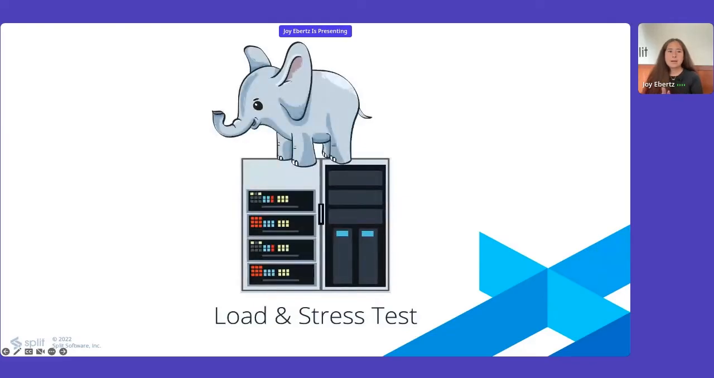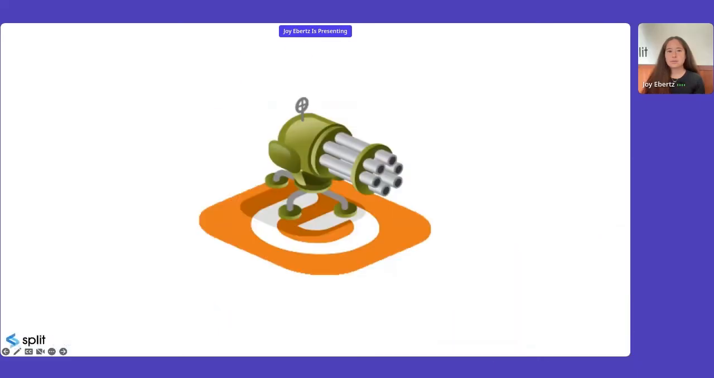Okay, next use case, load and stress testing. I know a lot of you are probably familiar with tools such as Gatling or JMeter, and these tools are great. They allow you to basically write a set of test cases and run them repeatedly at higher and higher rates against your systems. And this is a great way to load and stress test.